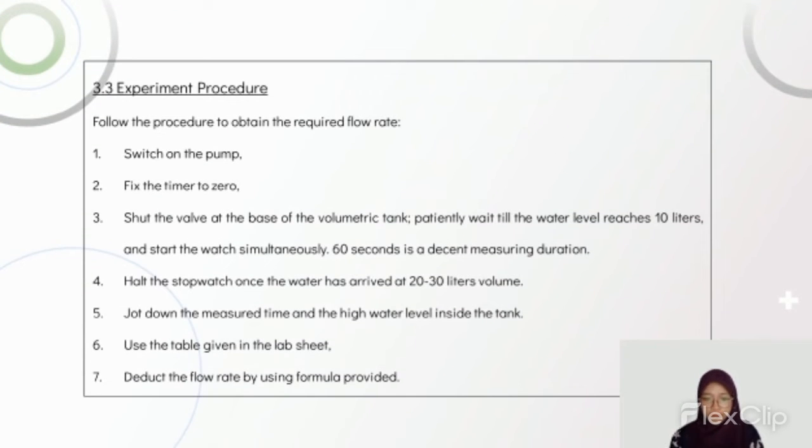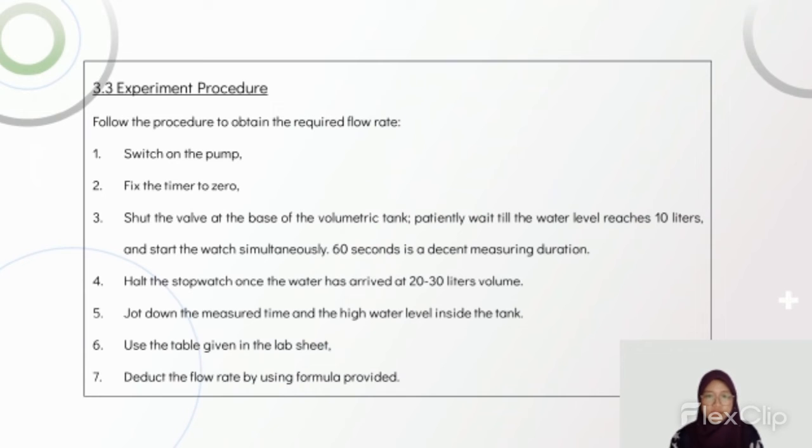Next, follow the following procedure to obtain the required flow rate. Firstly, switch on the pump, then fix the timer to 0. After that, shut the valve at the base of the volumetric tank. Patiently wait till the water level reaches 10 liters and start the watch simultaneously. 60 seconds is a decent measuring duration.